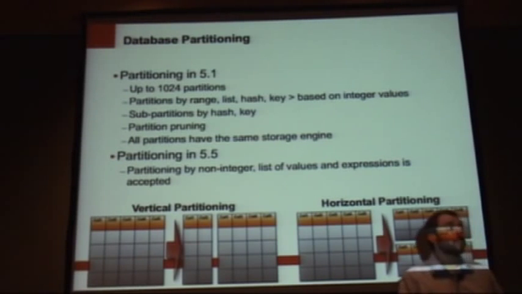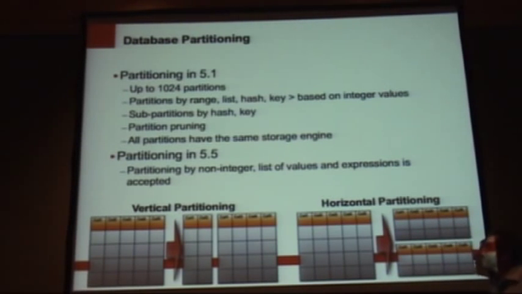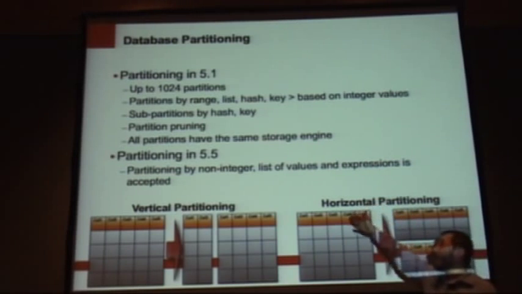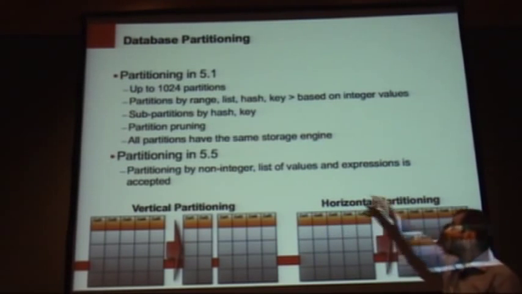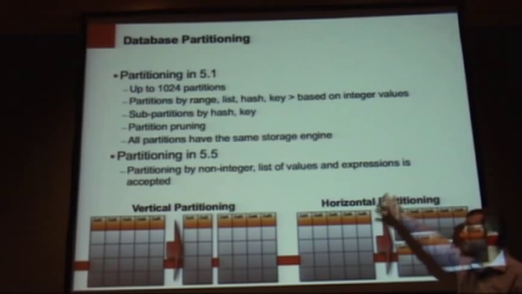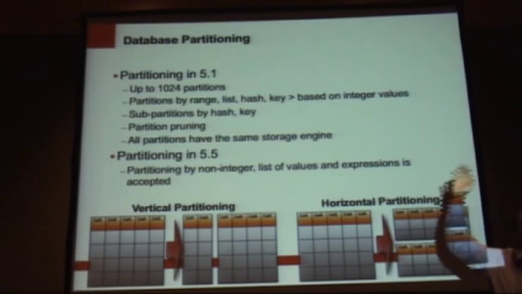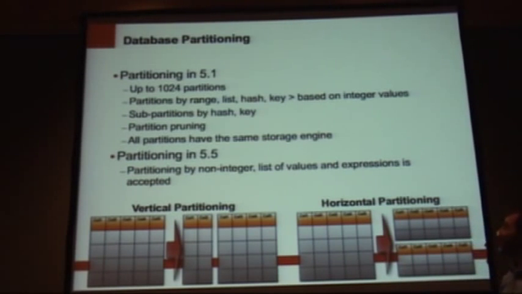Another aspect that is quite important is partitioning. Partitioning is one of the key points for data warehousing. First of all, just a reminder of what we can do with partitioning in 5.1 and in 5.5 as well. With 5.1, we have up to 1,024 partitions. We can partition by range, list, hash, key, etc. We can have sub-partitions, and so on. With 5.5, we can expand this to a partition key that is a non-integer, and we can also define lists of values and expressions.